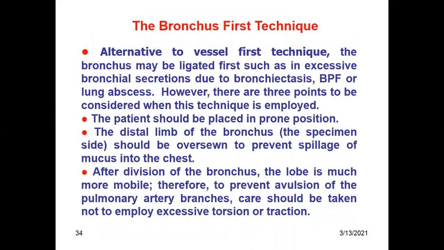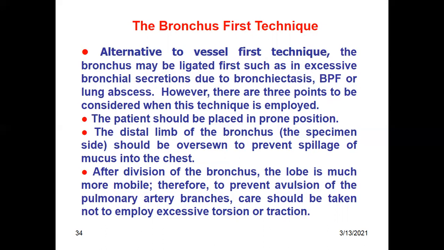What about the bronchus first technique? As an alternative to the vessels first technique, the bronchus may be ligated first, such as in excessive bronchial secretions due to bronchitis, bronchopleural fistula, or lung abscess. So sometimes we deal with a patient with bronchitis, with excessive secretions, and therefore there is a fear that the secretions may cause hypoxia and cardiac arrest, and therefore the surgeon may decide to deal with the bronchus first.